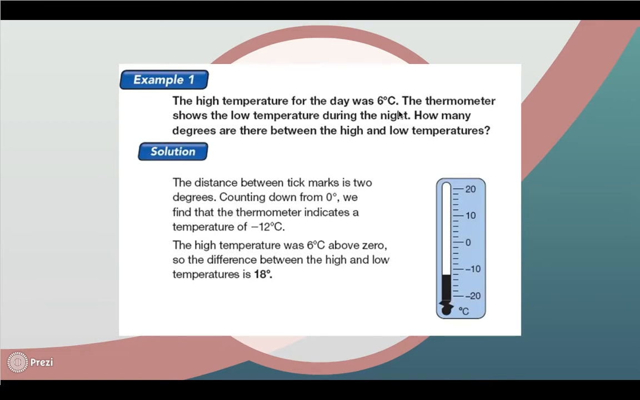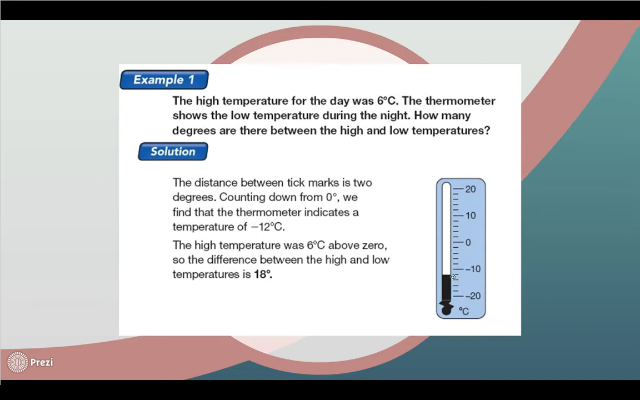If the high for the day was 6 degrees Celsius, you're going to go up to the 6 degrees. And notice that right here, if you go through 1 through 10, it doesn't count 10 lines. So each of these lines goes by 2, because there's only 5 lines. So 6 would be 2, 4, 5, 6. And then we're going to go all the way down to negative 12 degrees centigrade, which is right here. So we want to find the difference from 6 all the way down to negative 12.